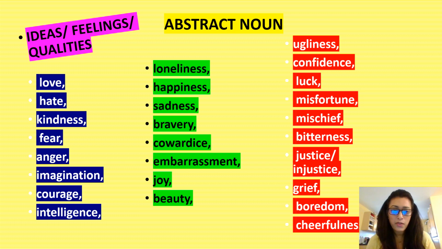Now, examples for that can be love, hate, kindness, fear, anger, imagination, courage, intelligence, loneliness, happiness, sadness, bravery, cowardice, embarrassment, joy, beauty, ugliness, confidence, luck, misfortune, mischief, bitterness, justice, injustice, grief, boredom, cheerfulness.